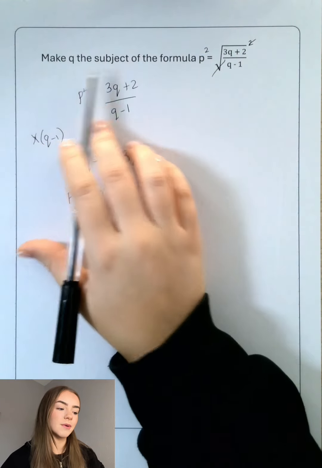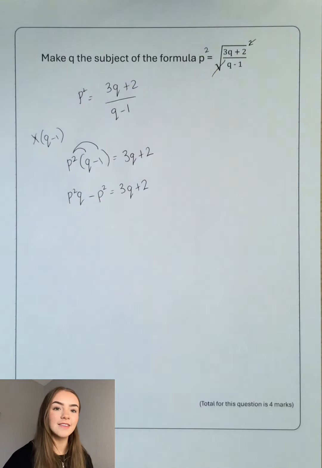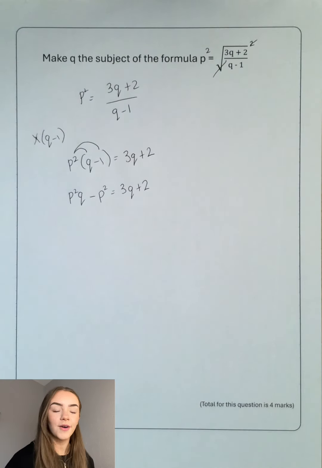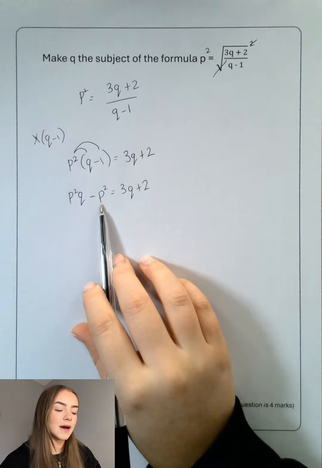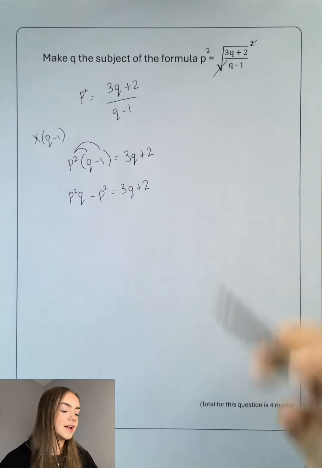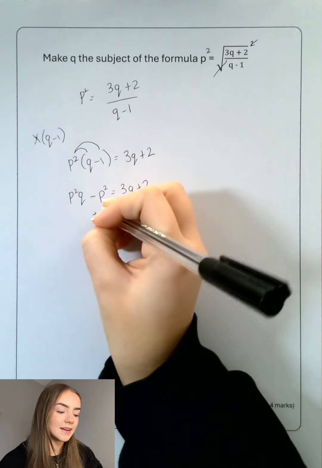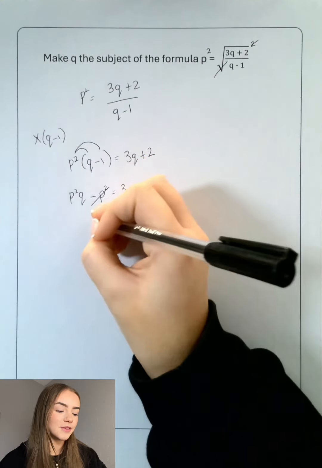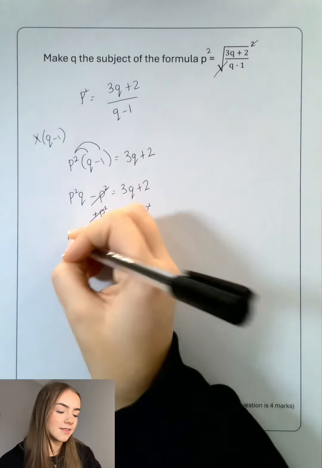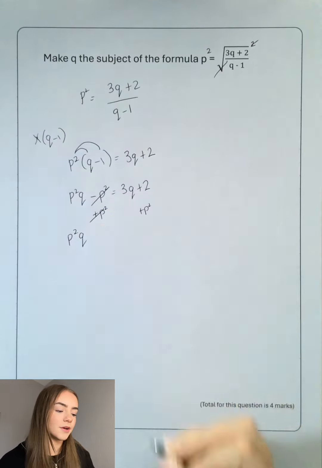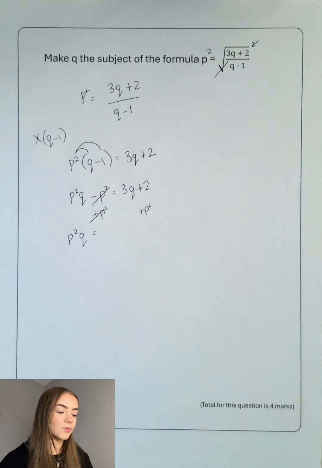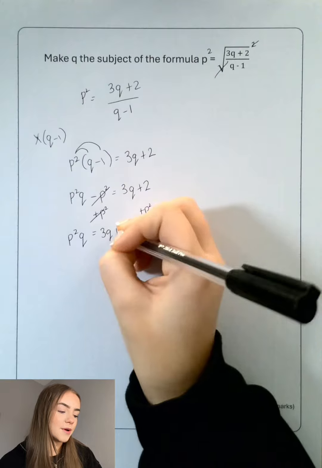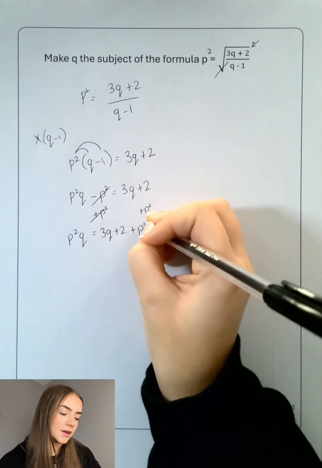Since Q is what I want to make the subject, I'm going to bring any terms with Q to one side and everything else can go to the other side. On the left hand side, this term minus P squared does not have a Q in it, so we can cancel this out by adding P squared. We'll do this to both sides. On the left hand side, minus P squared and plus P squared will cancel out, leaving us with P squared Q is equal to, on the right hand side, we have 3Q plus 2 plus P squared.